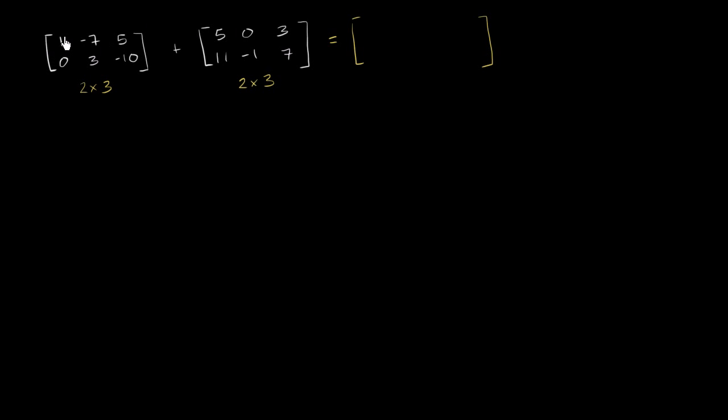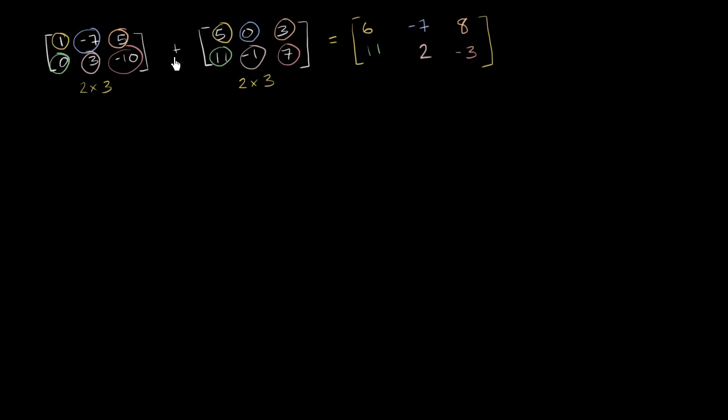So in this situation, we add 1 plus 5 to get the corresponding entry in the sum, which is 6. You can add -7 plus 0 to get -7. You can add 5 plus 3 to get 8. You can add, and I'm running out of colors here, 0 plus 11 to get 11. You can add 3 to -1 to get 2. And you could add -10 plus 7 to get -3.